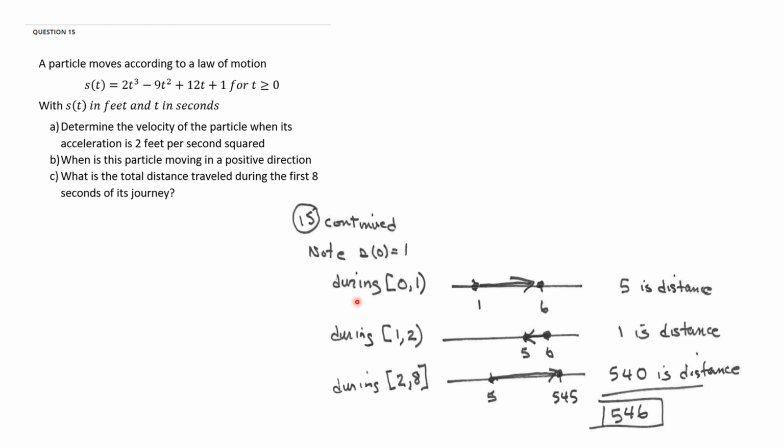During the interval when we're moving to the right from 0 to 1, you go from 1 up to 6, so 5 is the distance. During 1 to 2, we're going the other way, from 6 to 5, so that distance traveled is 1. Then during 2 to 8, we went from 5 all the way to 545, so that was 540. If you add all these together, you get 546.